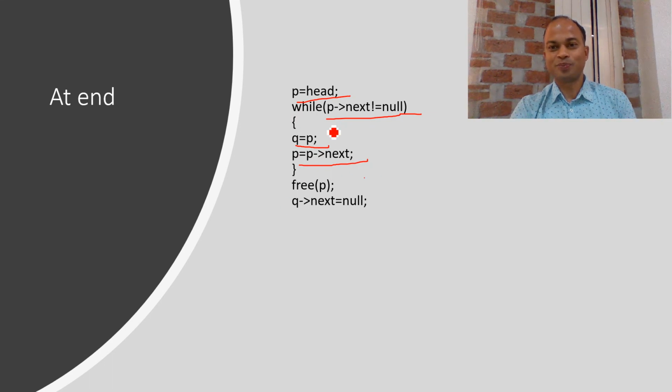After getting these addresses, we are doing the free function, free P. As P is pointing to the last node, it is being deleted here, and we are doing Q arrow next equals null. The next part of the second last node is being set equal to null. So in this way, we can perform the delete operation.